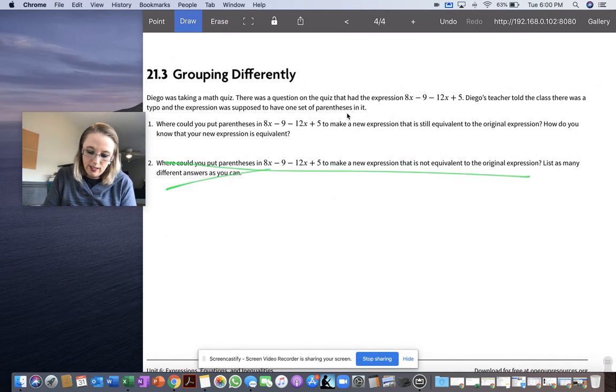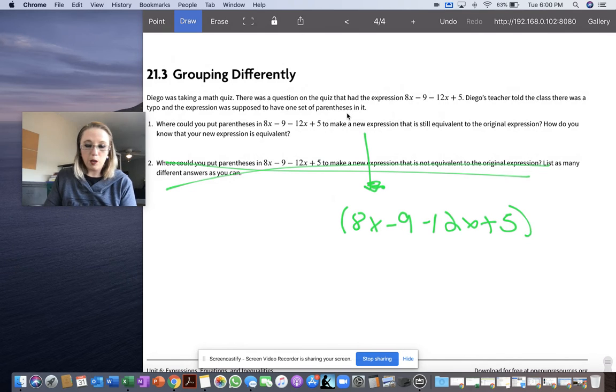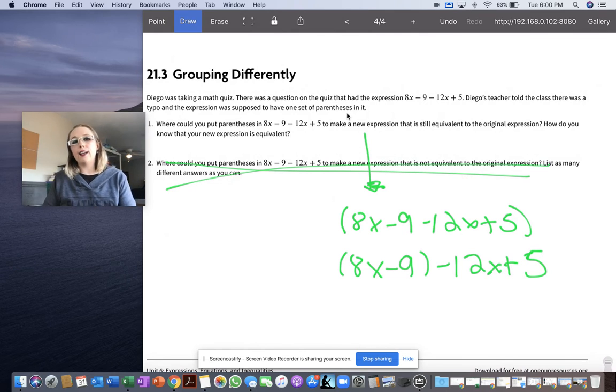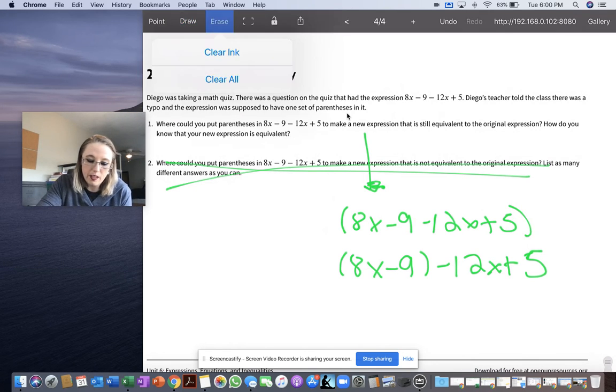Okay, so I'm just going to write down here. Okay, so one way you could do that is to say 8x minus 9 minus 12x plus 5. That's equivalent. You're just putting parentheses around everything. Okay, or you could say 8x minus 9 minus 12x plus 5. Okay, those are 2 ways that I chose to do. There are more ways if you want to figure them out. Okay, but I don't want to keep you here forever.